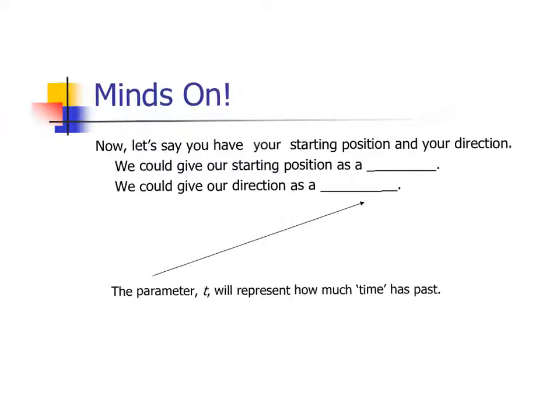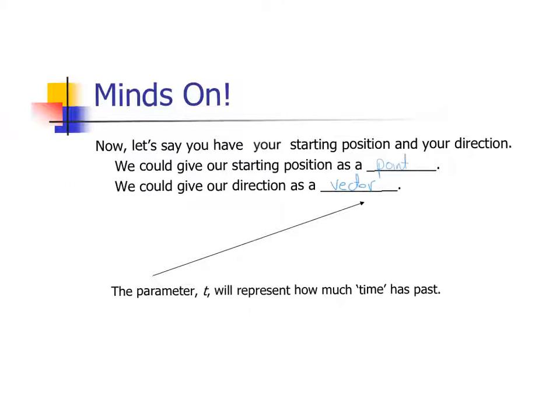Now let's say you have your starting position and your direction. We could give our starting position as a point, just like we did in grade 9. If we have a point, we know the location of our line, or at least the location of one point on our line. Coupled with our direction, we can get to any other point on the line. So we could give our direction as a what? What have we been using to describe directions in this course? A vector. Instead of using slope, we can now use a vector to describe direction.